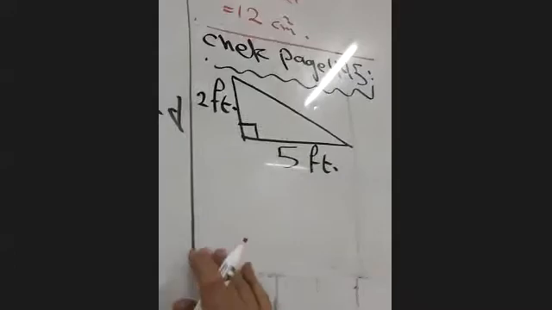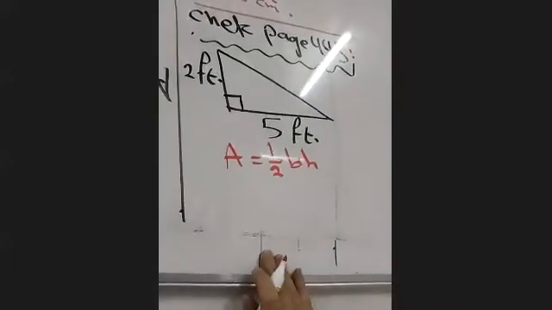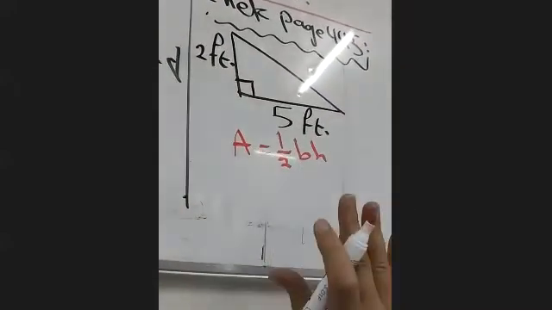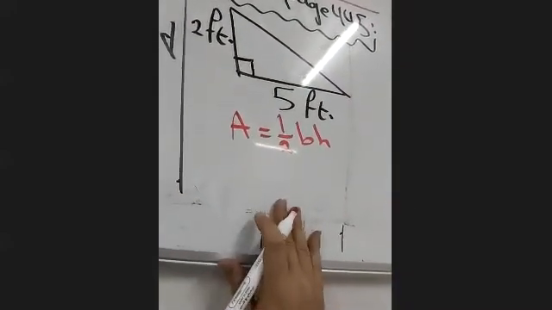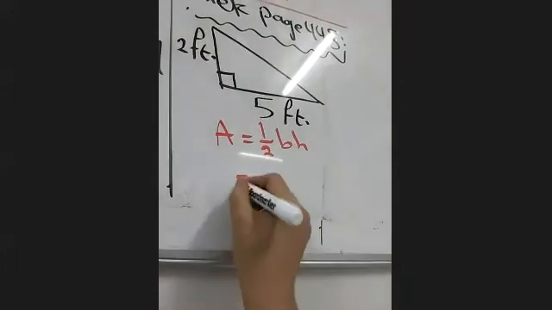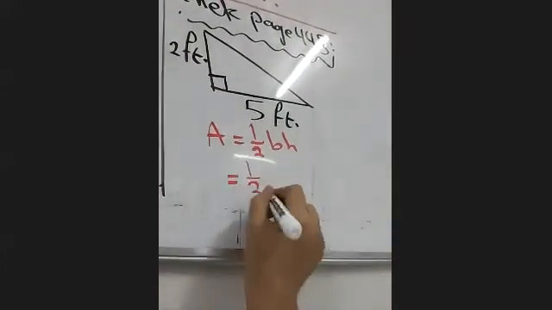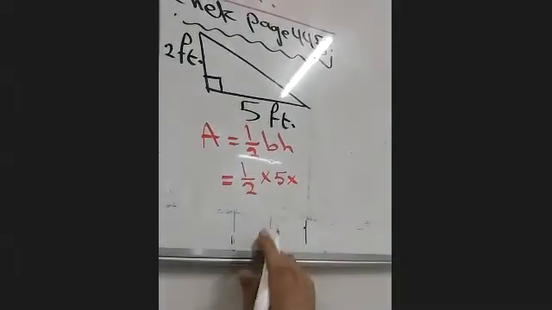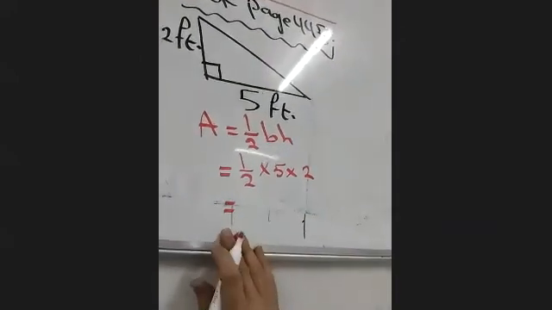Now tell me, how do we find the area? We will first put the formula. A equal half multiply B H. In the formula, we don't put multiply, but when the numbers are put down, we put multiply. Equal under equal, half multiply 5 multiply 2. Equal. How much will this answer be?